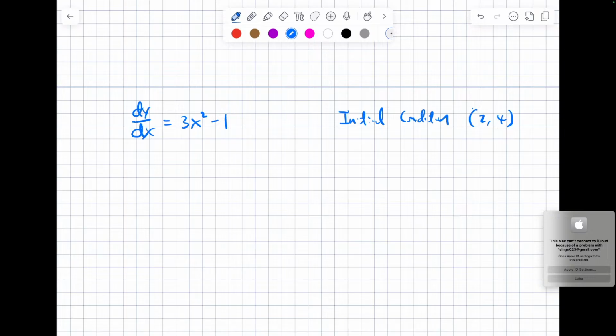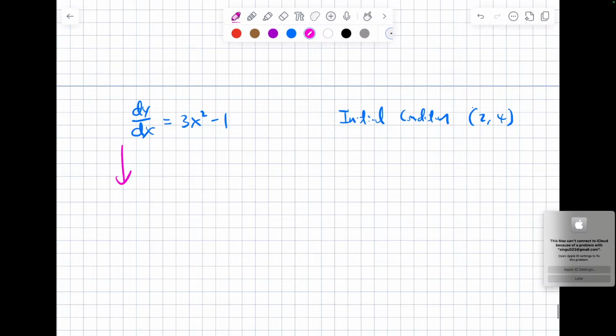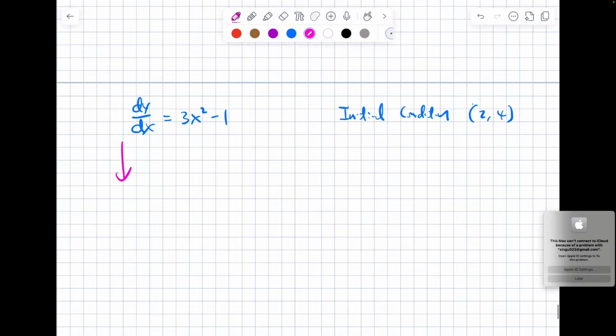So how do I find out the y? What am I supposed to do? Antiderivative, right? So what we're going to do is show you another thing that's going to give you one extra point on FRQs, which is to separate the variables. What I mean by that is times dx on both sides. It looks like that.